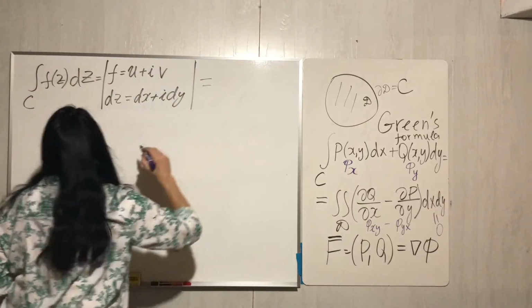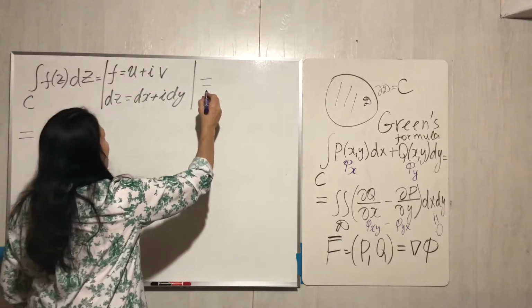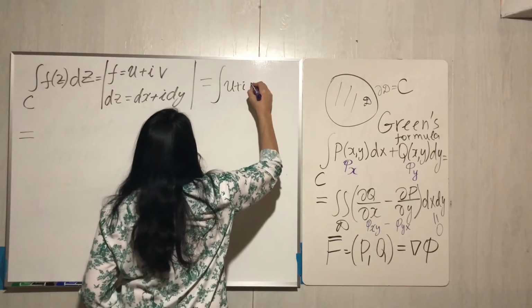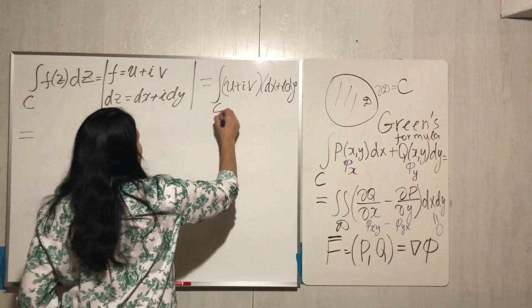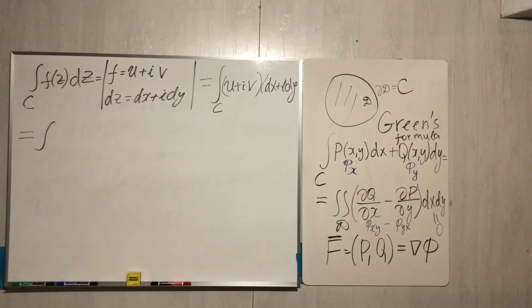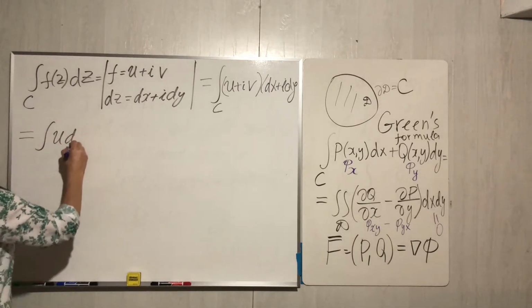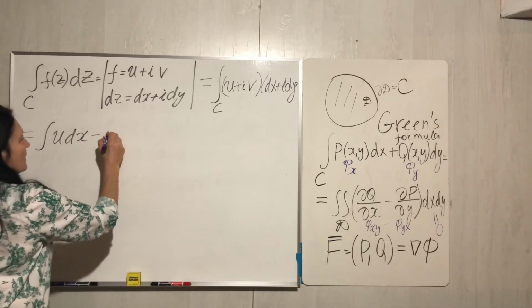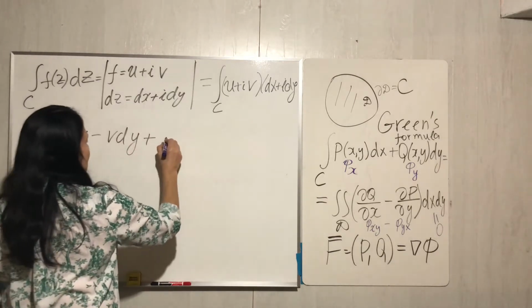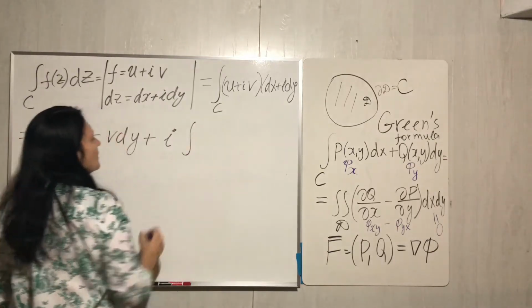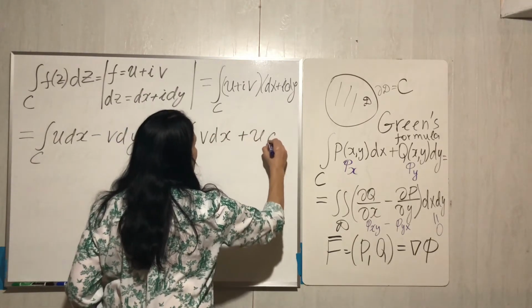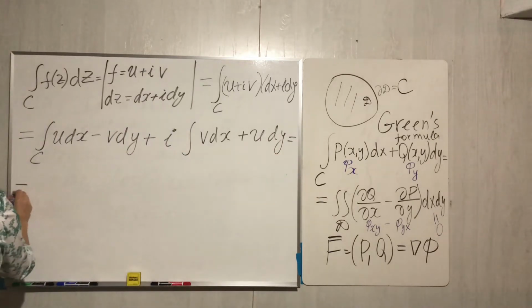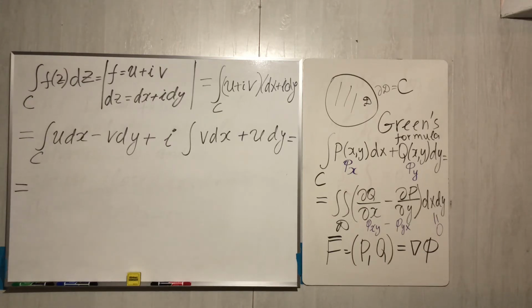Then we will have, first it will be integral u plus i v times dx plus i dy on contour C. So the first integral we will have u dx minus v dy plus second integral along C. Second integral with i, we will have v dx plus u dy. And now let's apply Green's theorem to each of these two integrals.